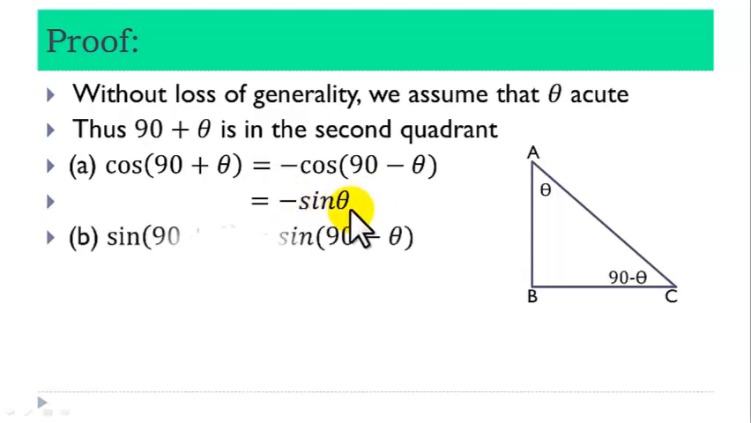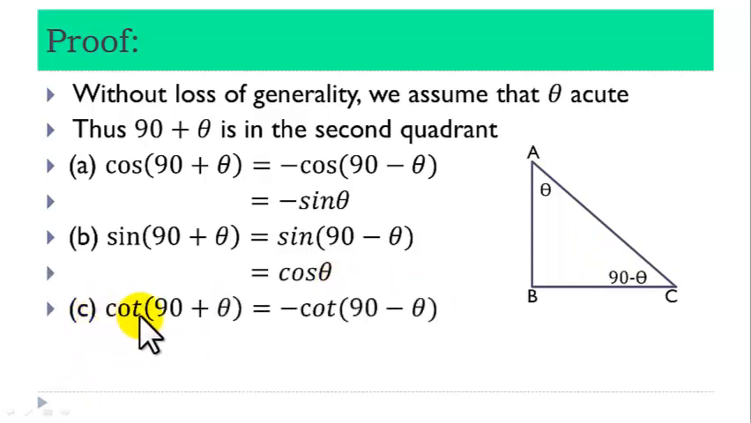B. Sin(90 plus theta) is equal to sin(90 minus theta), since sin is positive in the second quadrant. And in this triangle, sin(90 minus theta) is equal to cos theta. C. Cot(90 plus theta) is equal to minus cot(90 minus theta). In this triangle, cot(90 minus theta) is equal to tan theta. So this will therefore give us minus tan theta.